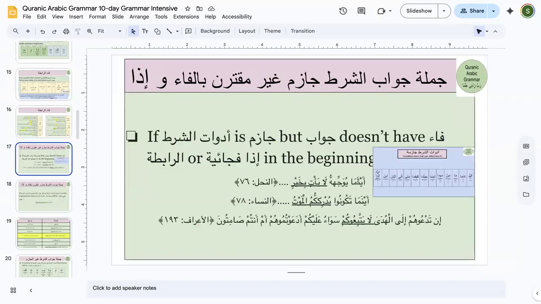If your jawab is something like this, أينما تكونوا يدرككم الموت. And here you have Ainama, which is also from your Adwatu Shart Jazima. It is from your Jazima group. Takunu, your Mudare Majzoom. Yudrikkumul Mauta. This sentence, which is the Jawab of Ainama, which is Adatu Shart Jazima, will you consider it fi mahalli jazmin? Will it be considered fi mahalli jazmin? No, because you do not have fa.